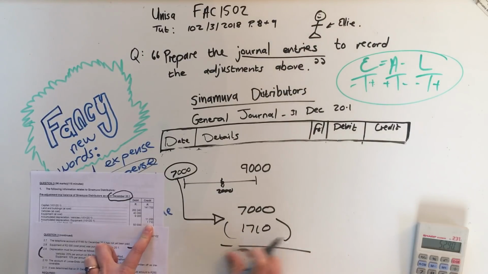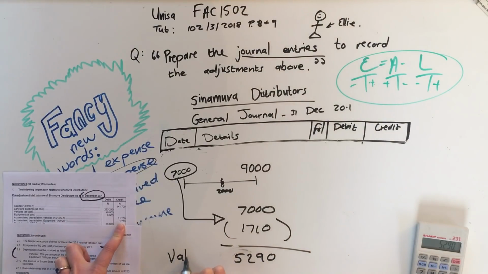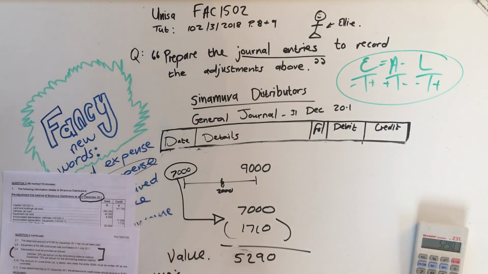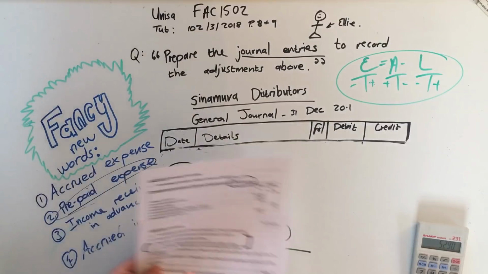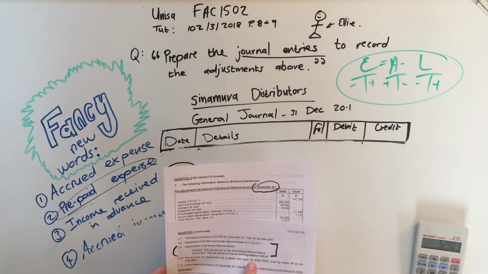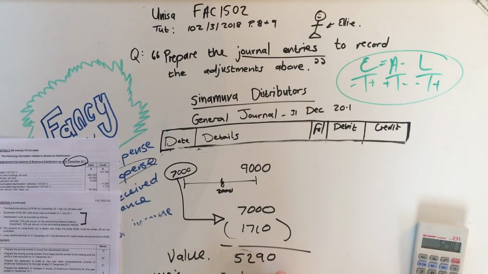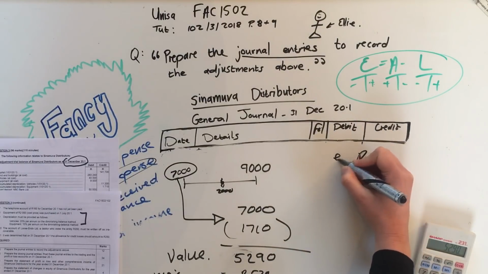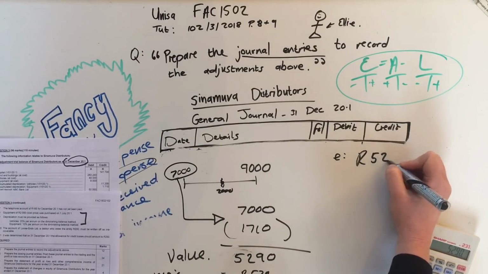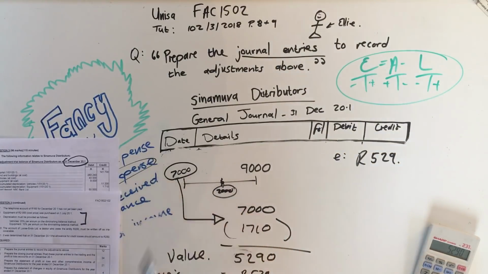Ooh, that's a horrible 5,290. This is now our value. Then we take our value and we times it by 10% because they said in the question, equipment is at 10% per annum on the diminishing balance method, and that gives us 529. So we write here for equipment 529. But we haven't worked out that little one over there.